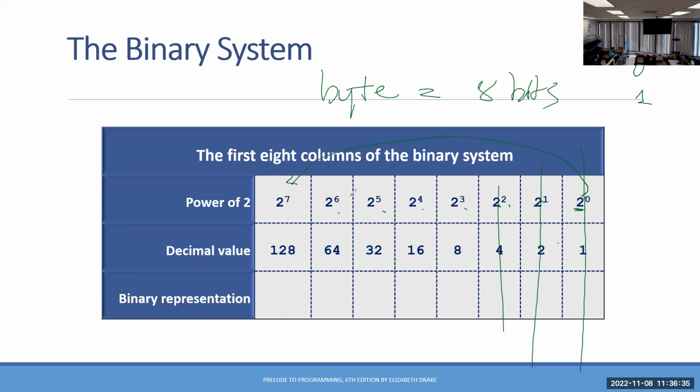So for this column, the value of this column is 2 raised to the power of 0, which is 1. 2 raised to the power of 1 is 2. You just double it, right? You have 4, 8, 16, 32, 64, and 128 here. It follows exactly the same as the decimal system. The only difference here is the base. Now, instead of base 10, you have base 2.